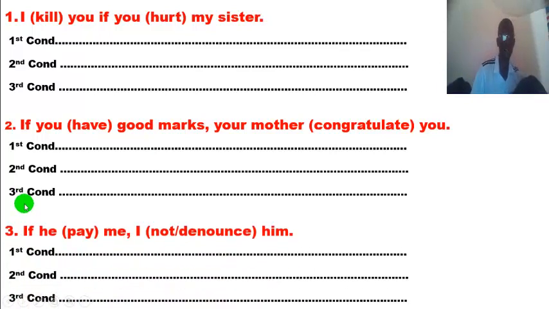And the third sentence, if he to pay me, I not to denounce him. Donc, si il, le verbe me payer, je ne vais pas le dénoncer. Le verbe dénoncer est à la forme négative. Conditional 1, 2, and 3. Donc, appuyez sur le bouton pause, faites l'exercice. Après, on va corriger ensemble.